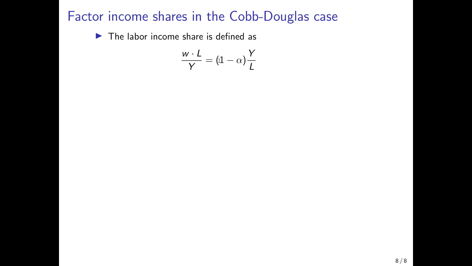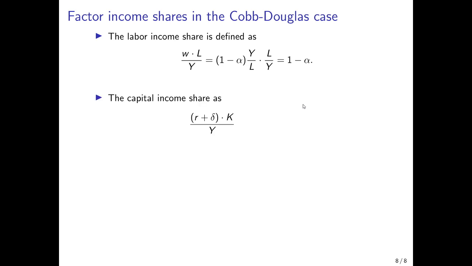Now, here we plug in from the previous slide the wage rate, which was 1 minus alpha times aggregate output divided by L. So that's this expression here. And then we need to multiply by L over Y, which is the same as this term here. So it's immediately clear that the result is 1 minus alpha. So the labor income share in the economy is constant and given by 1 minus the elasticity of output with respect to capital in the Cobb-Douglas case.